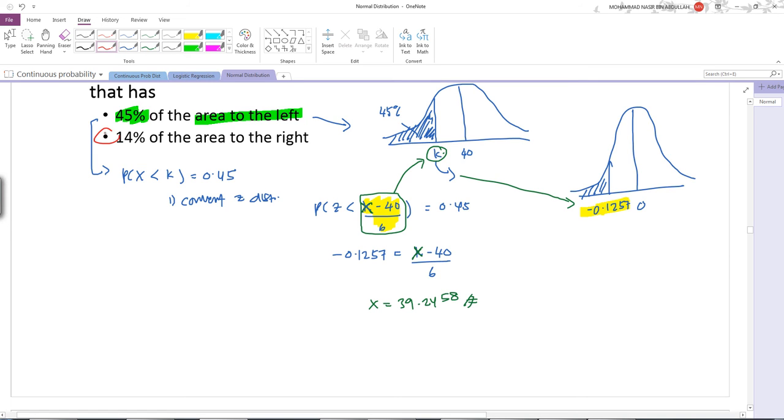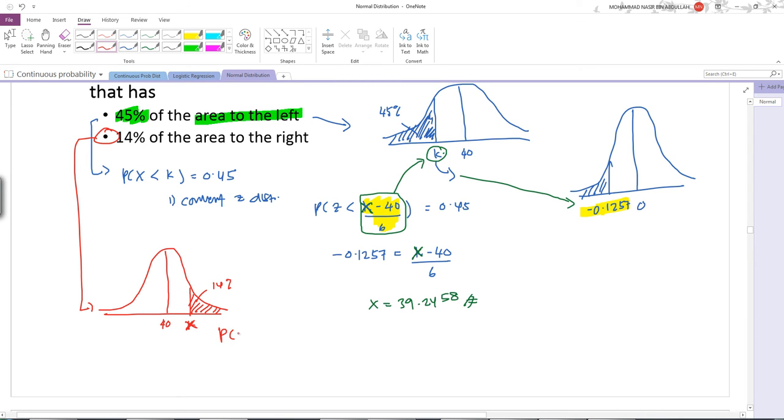Right. For number 2, we want to find the value of x where the area covers 14% to the right. Same thing again. 14% to the right. So the mean is equal to 40, and this is the area that we want to find. The value of k is here, and this is the value of x here. This is 14%.